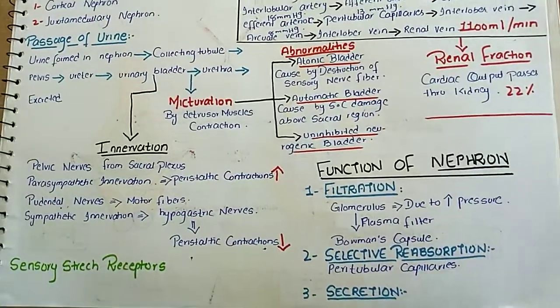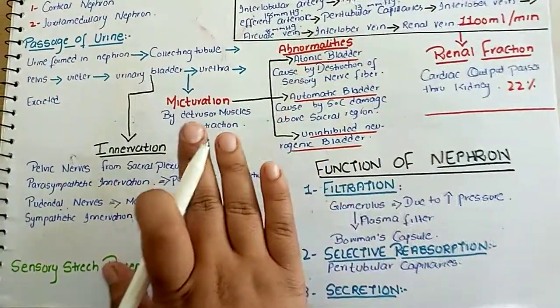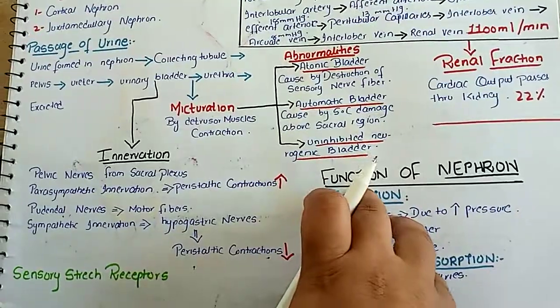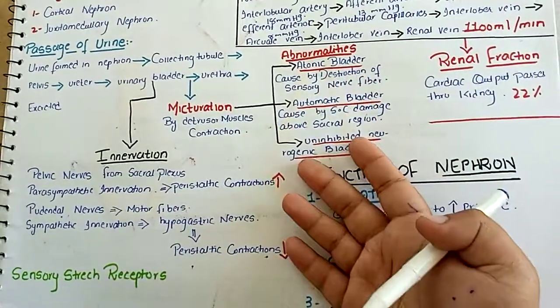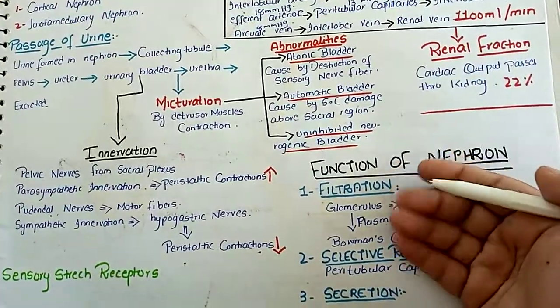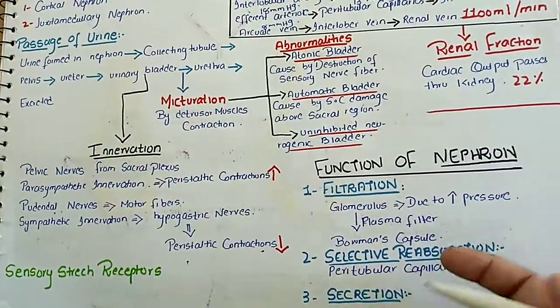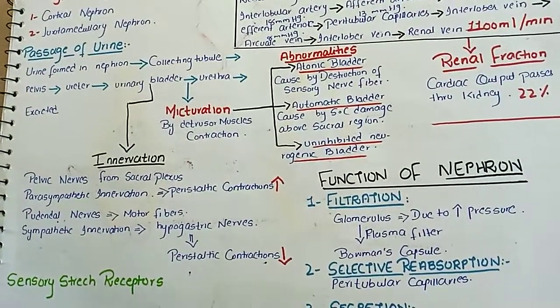Now I will explain the functions of the nephron. Till now I have explained the structure of the nephron and the specific function of each structure in the process of urine formation. Now the functions of the nephron involve filtration, selective reabsorption, and secretion. I will explain the function by considering the diagram.